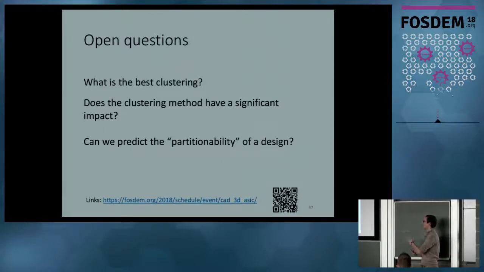And then once we find it, does it actually have any impact on the design partitionability? Is it really important to have a better clustering method or not? Does it change really anything? Is the grain that important? So we saw in the early result that it seems to be, but is it always the case for all the designs? And on top of that, can we predict the partitionability of design?